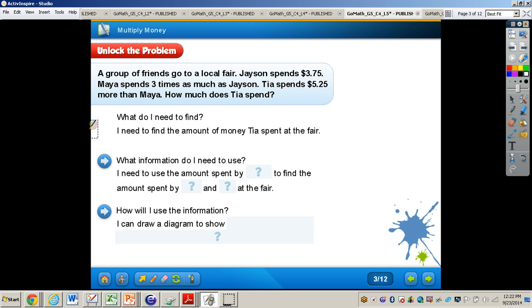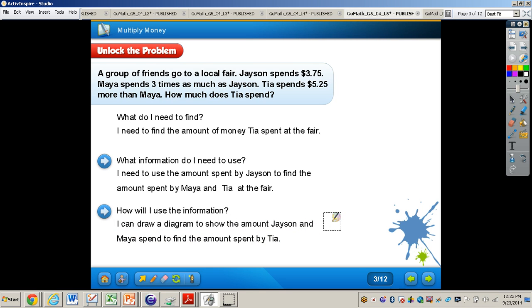Now, what information are we going to use? We need to figure out the amount spent by Jason. We need to use that. We need to find the amount spent by Maya and Tia at the fair. So we know what we need to find. We know what information is going to be used. Now we need to answer the question of how you're going to use the information. I want you to write this down in your Go Math book as well. You can draw a diagram to show the amount Jason and Maya spend to find the amount spent by Tia.